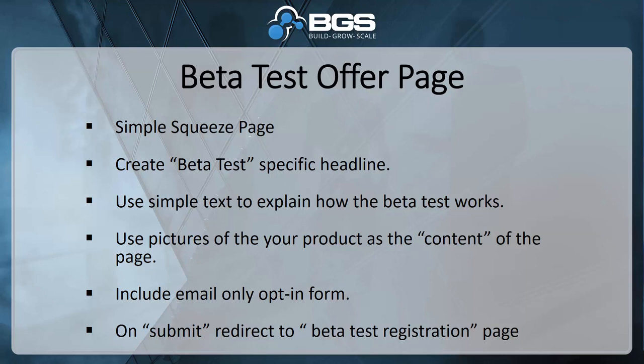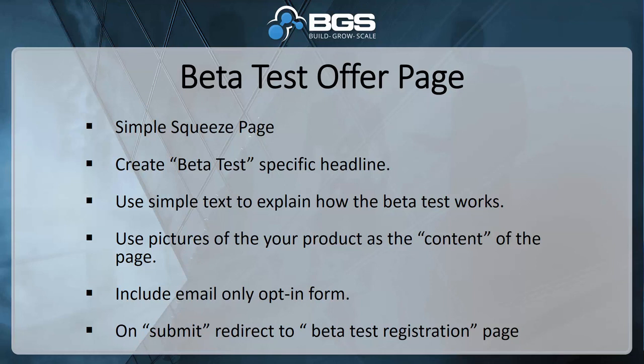You want to create a beta test specific headline. Call out the fact that you're doing a beta test, all right? So they know right when they get to the page what this is all about. Then use simple text to explain how the beta test works. Don't get complicated. Don't try to make it tricky. Just spell it out in plain English.